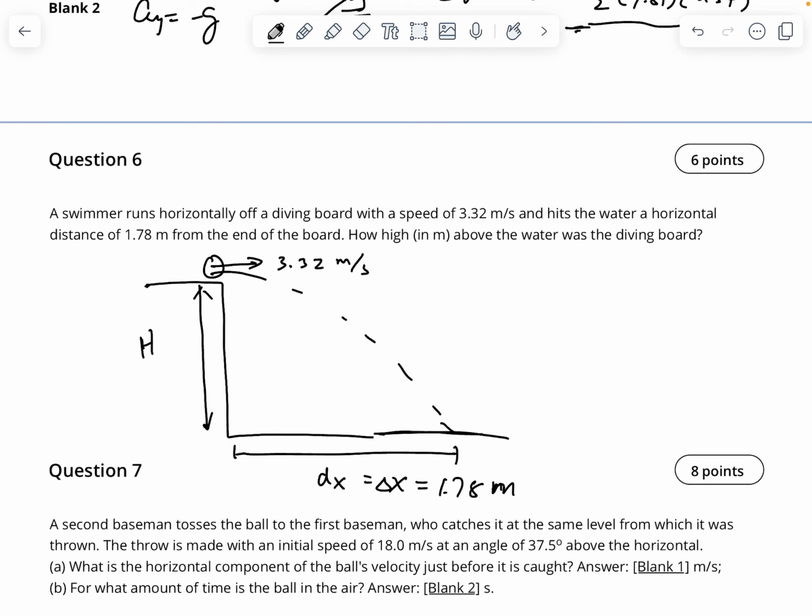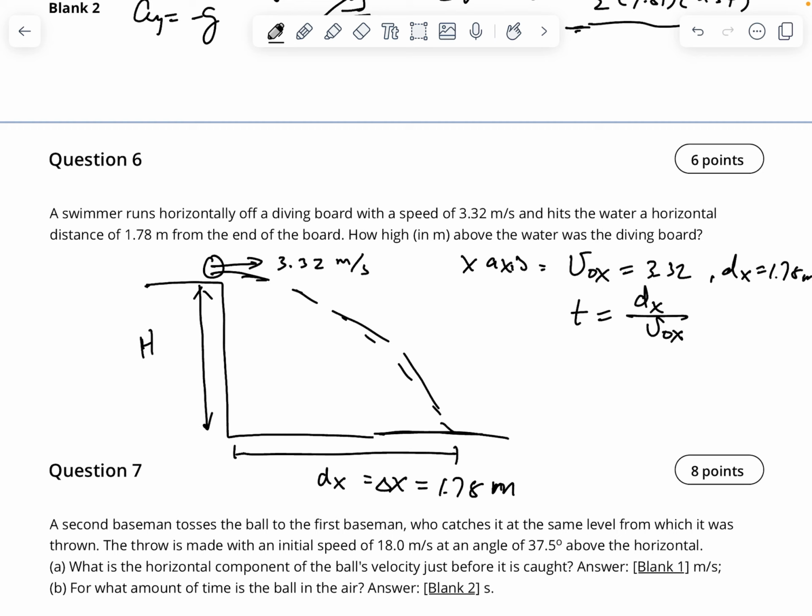Okay, so this kind of problem, same thing here. What happened in the x-axis? What happened in the y-axis? In the x-axis, you have motion with constant velocity, right? So v o x equals 3.32. You also know dx equals 1.78 meter. So from this we can tell the time, right? So the time in air equals dx over vox. That's the time.